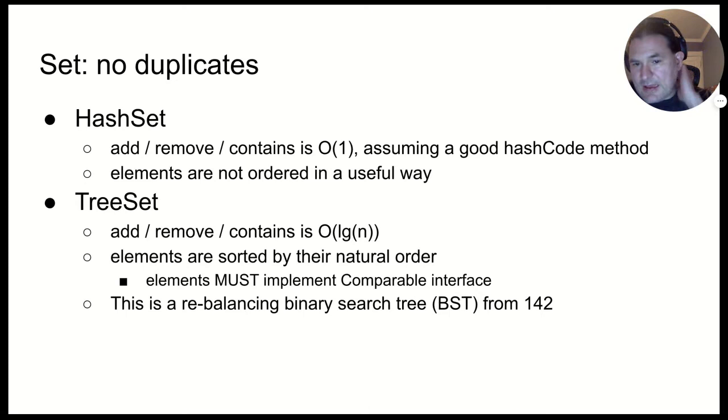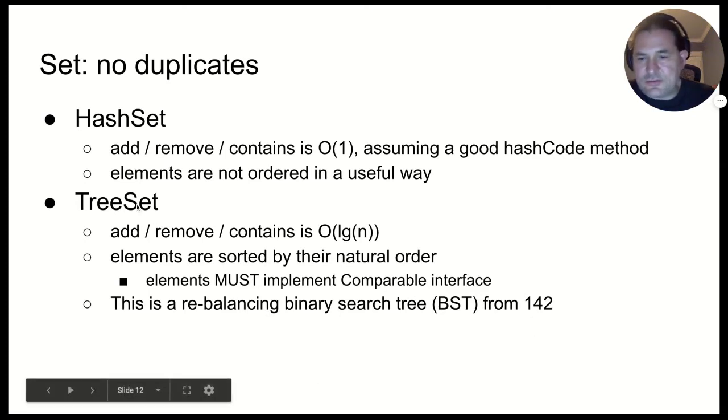And then TreeSet, add, remove, and contains is log n. It's basically a binary search tree. And the elements are sorted by their natural order. So that means that the elements have to implement the Comparable interface. We'll talk about how to implement the Comparable interface. It basically means it's an interface that lets you declare, hey, this thing is sortable. And it just gives you essentially a less than operator, a greater than or less than operator, so that given two instances of the same class, it can figure out what order to put them in. So it makes it sortable.